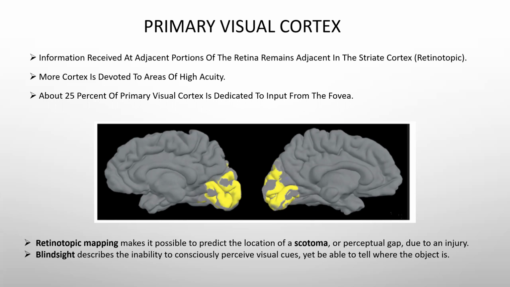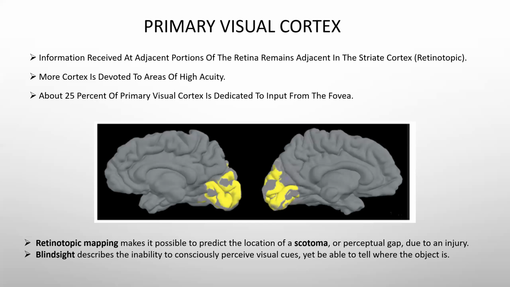Information received at adjacent portions of the retina remains adjacent in the striate cortex. This is something that we call retinotopic. What this means is that it's a mapping. The retinal image, or the activity in the retina, is mapped to the primary visual cortex in a very similar manner. So it's retinotopic. The retina is like a topographical map in the primary visual cortex.